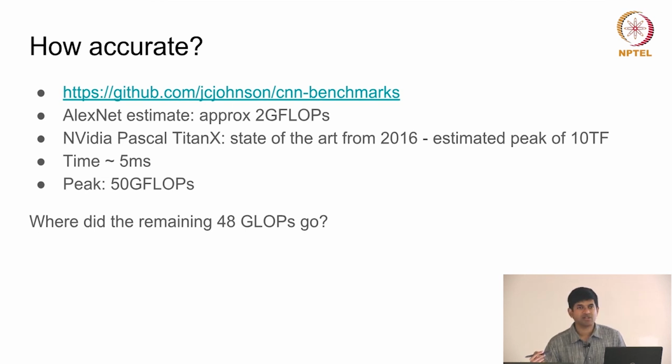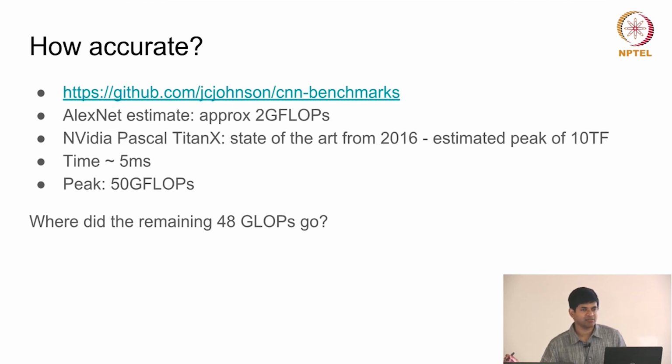This is one of the crucial things that we'll have to understand as we move forward. The answer, if you think about it, is fairly simple. This 10 is a peak number. Ideal situation: all numbers sitting in registers, all you are trying to do is load them into your ALU, multiply and write the result back into a register. If you keep on doing that, yes, you will get 10 teraflops of throughput.